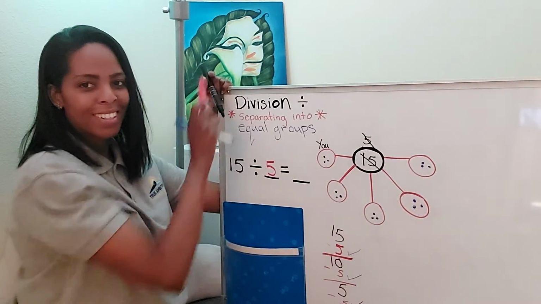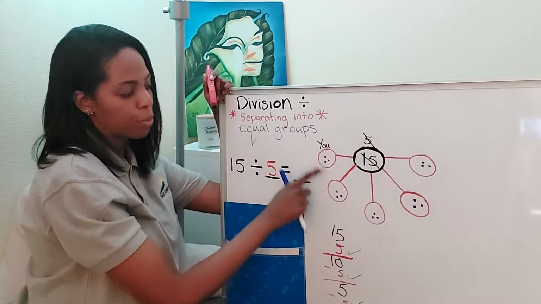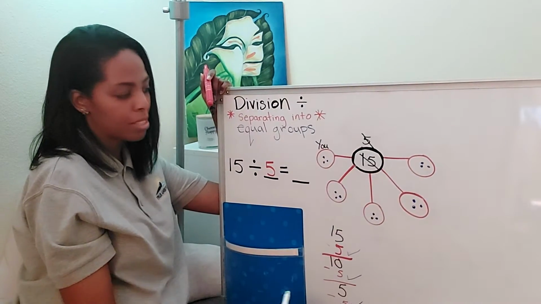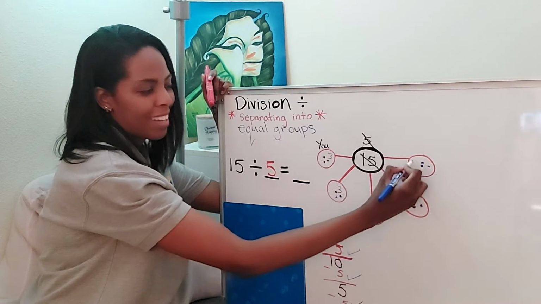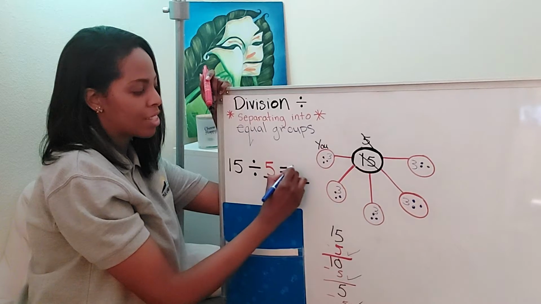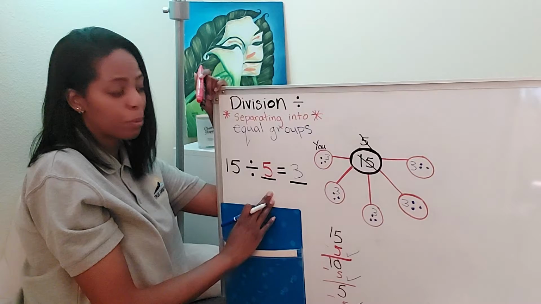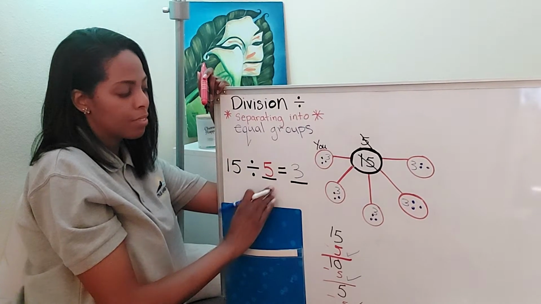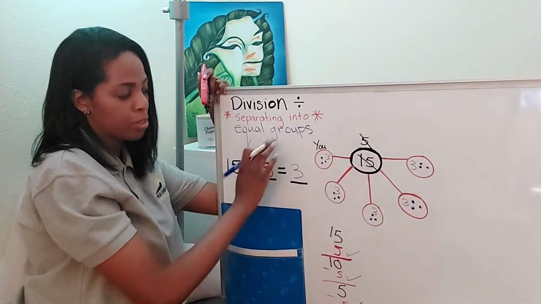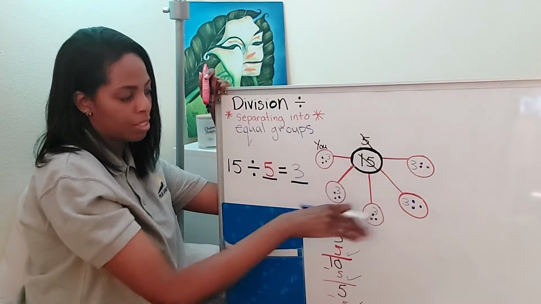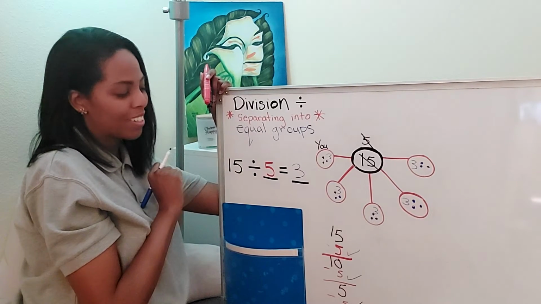So, if you notice, in these groups, we have 3 gummies each. Each group has 3 gummies. 3, 3, 3, 3, and 3. So that is our answer. 15 gummies divided among 5 people or 5 groups means that each group or each person in this group gets 3 gummy bears.